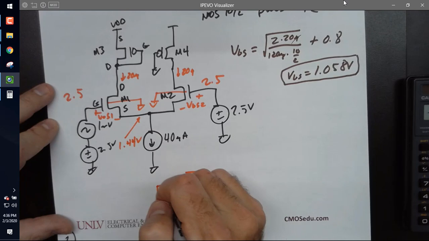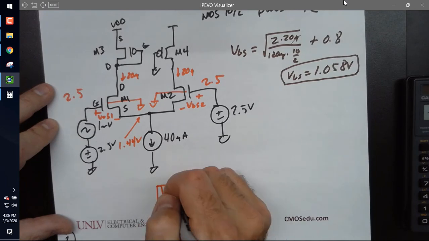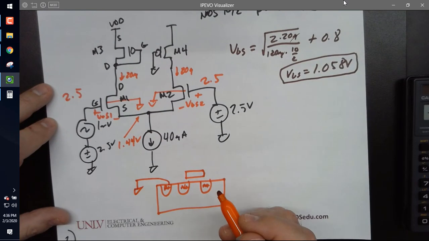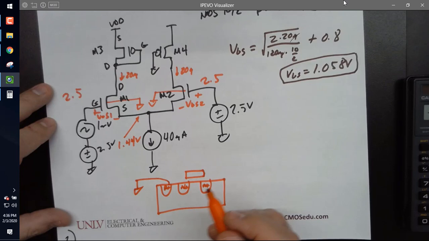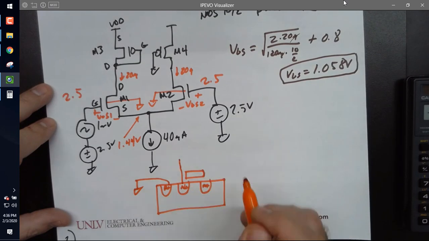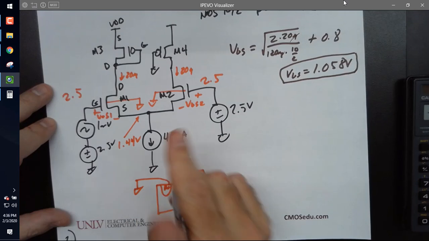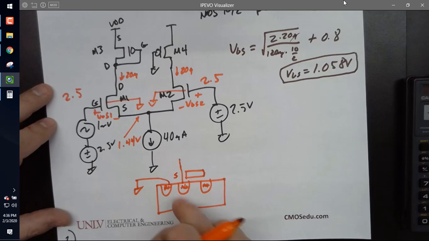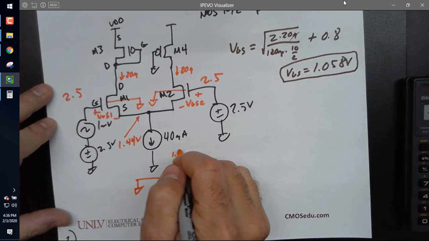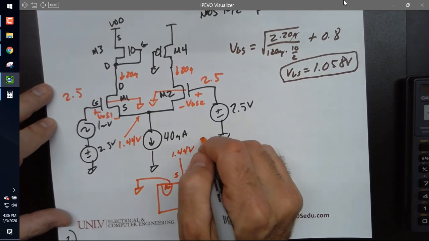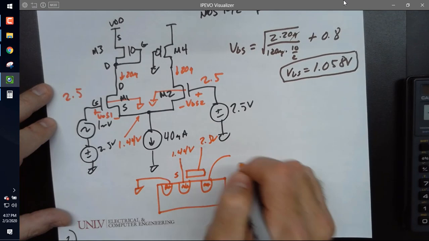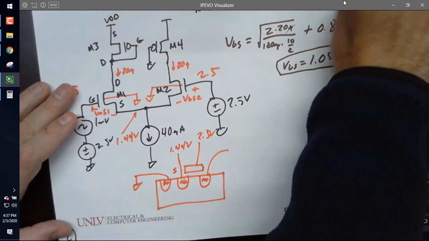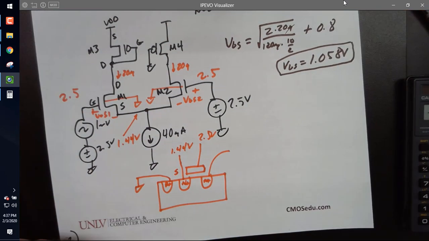And then this is the P plus. And so the P plus goes to ground. Substrate's always at ground, it has to be. And then here, I've got this voltage at some voltage. This is the source that's not going to be at ground. It's going to be here, like I'll just put 1.44 volts. And this is 2.5 volts. And this is whatever it is, we don't care.